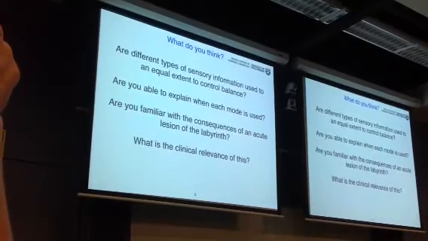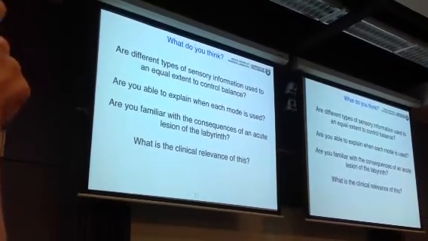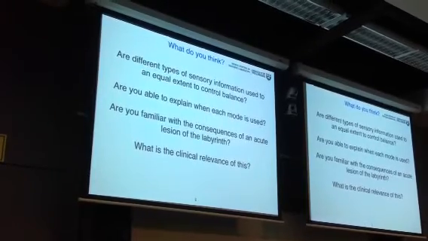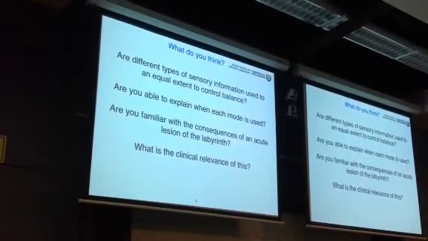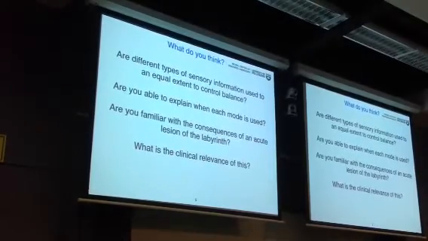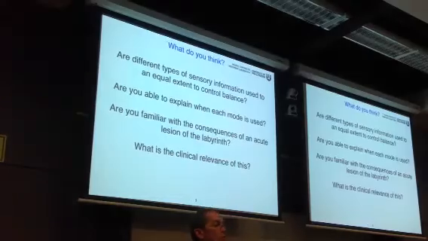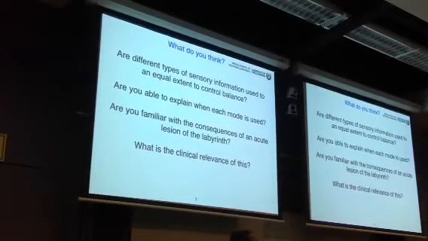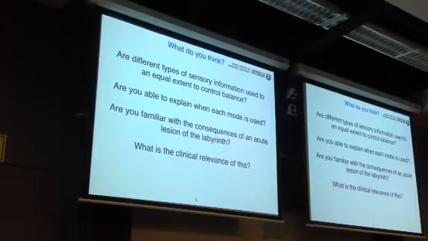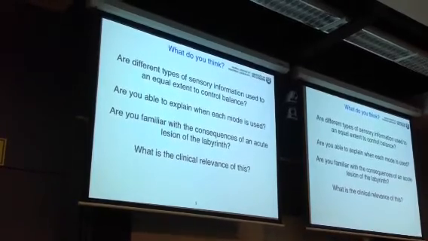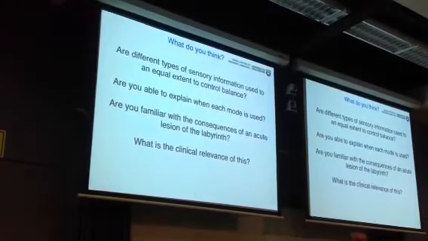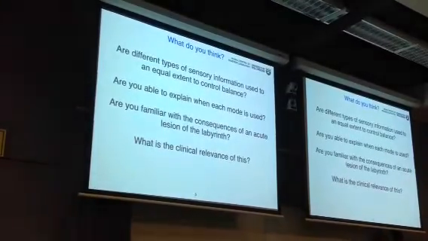What we got here? Are different types of sensory information used to an equal extent to control balance? Yes or no? No. Okay, we know that a situation called dynamic sensory weighting occurs. Are you able to explain when each mode is used? Yes, you are. You know specific examples of when vision is used, somatosensory information is used, vestibular information is used. You can give examples of different patient groups. You can do eyes open, eyes closed. That's a way of demonstrating how vision is used.